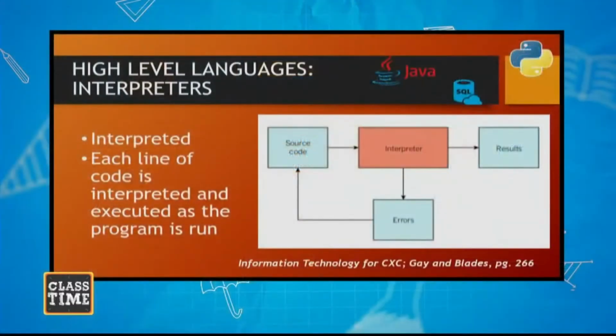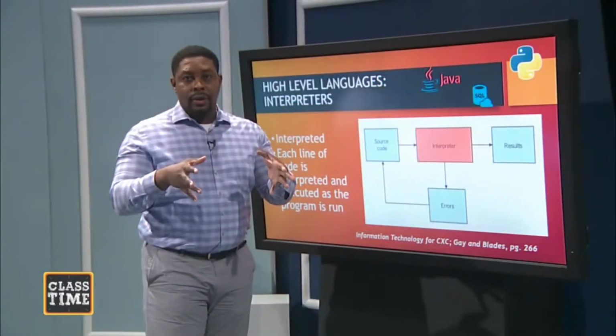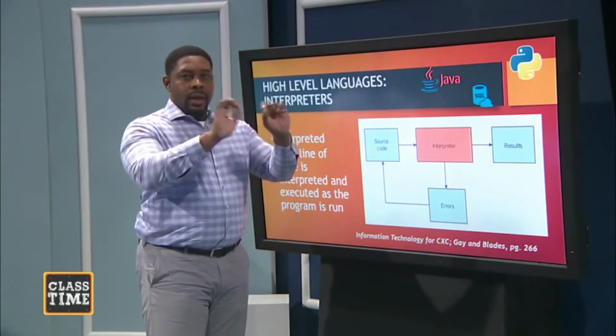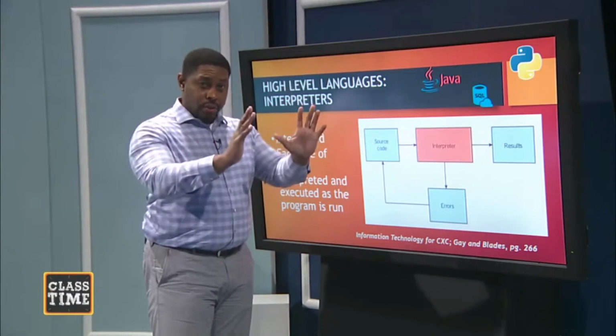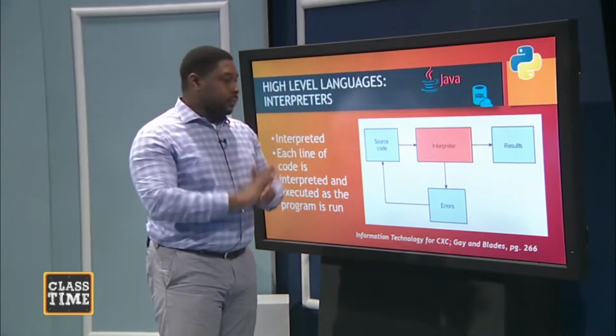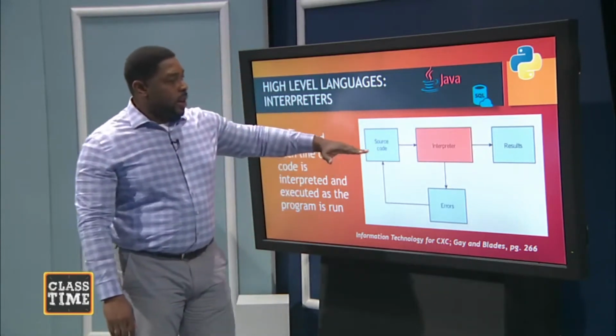All right, so according to your prescribed text, which is written by Gay and Blades, I think, there is a picture there that will give you a complete understanding of how interpreters work. First and foremost, you'll create the source code, and that source code essentially is just like you typing code in Pascal. That's where you put in the instructions for the computer to follow. And that is typed in an editor. And then it is run through an interpreter.